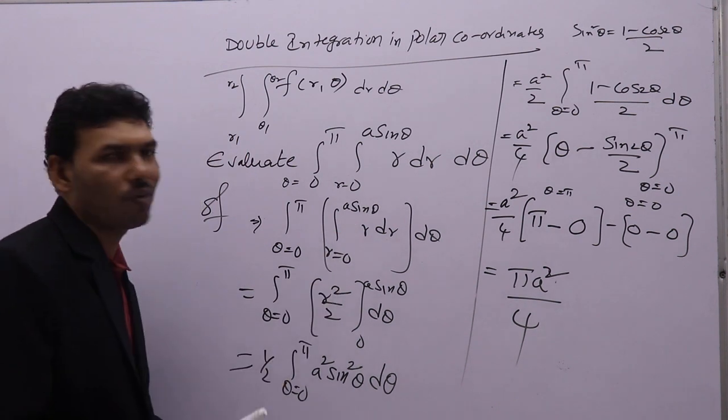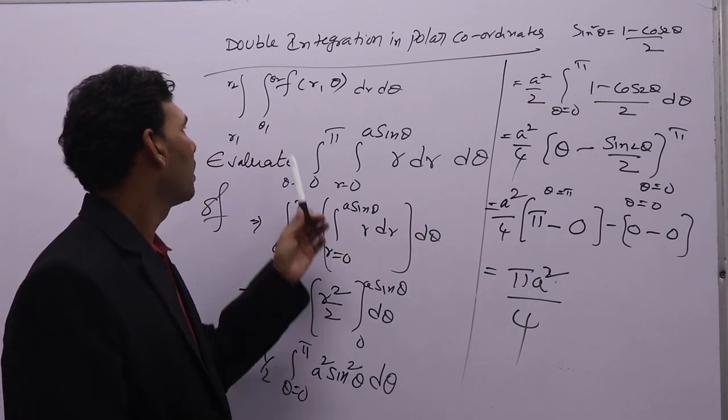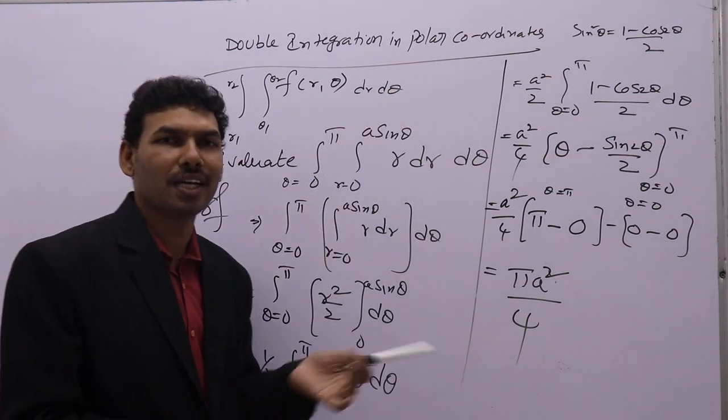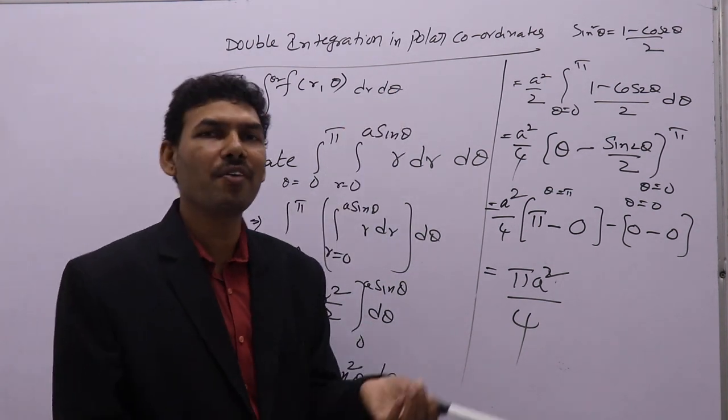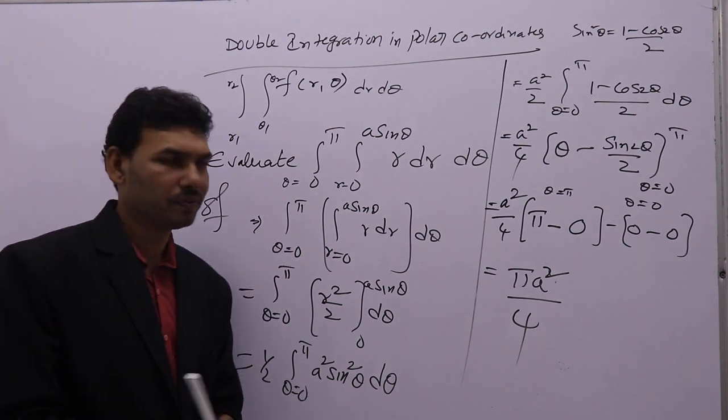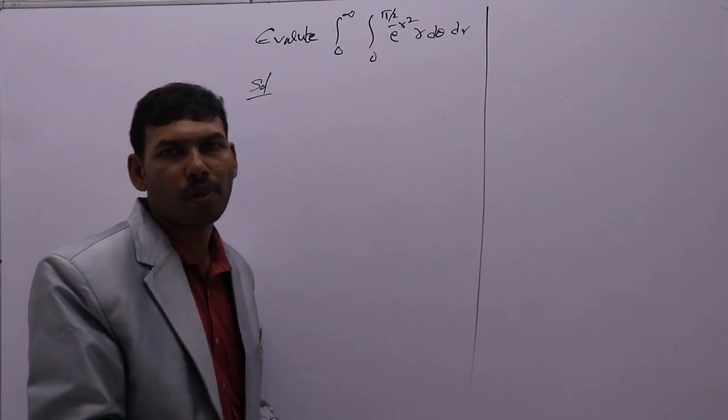Like this, one can easily evaluate a double integral in polar coordinates. Just like Cartesian, but there you will have x y, here you will have r theta. Clear, ma?